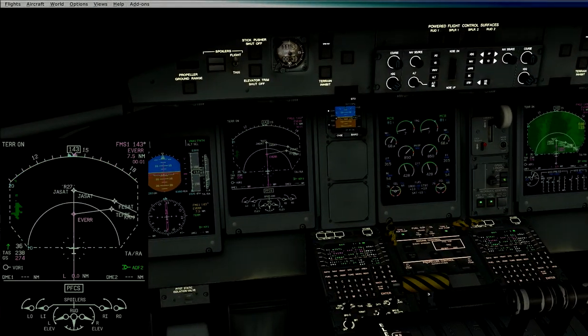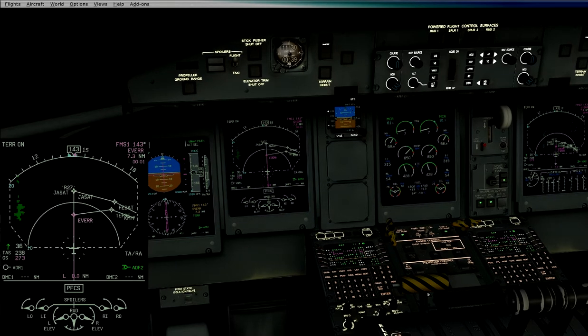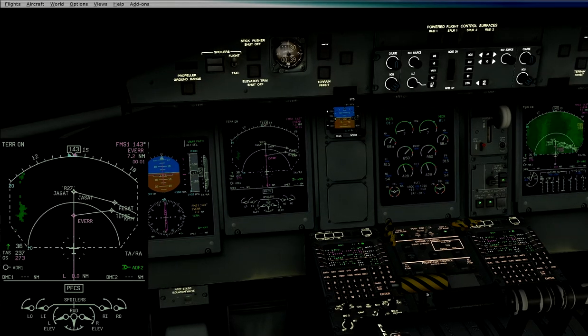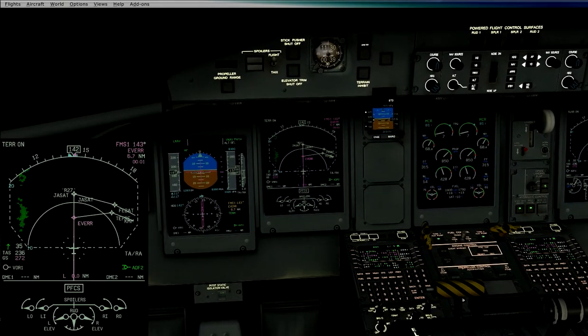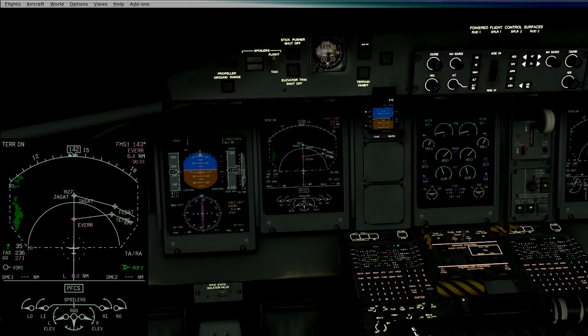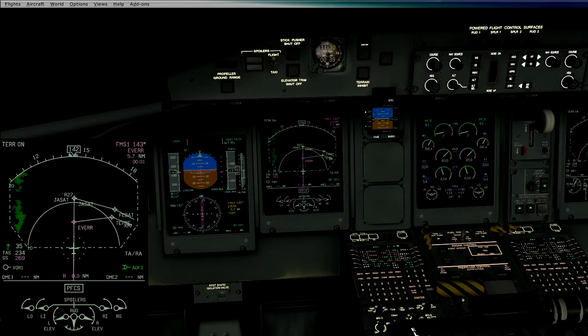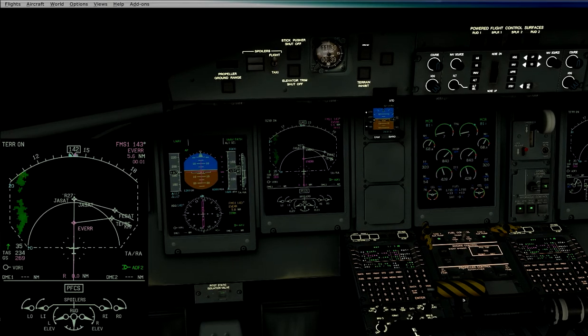Okay, so now we're coming in from the north side. This is the Nickel transition, and as you can see, everything is set up pretty much the same way. We have VNAV going down to the runway. We have the MDA set, and I also have my alt select set to the MDA, and that's set at about 1,200 feet above the runway because it's a non-precision approach.